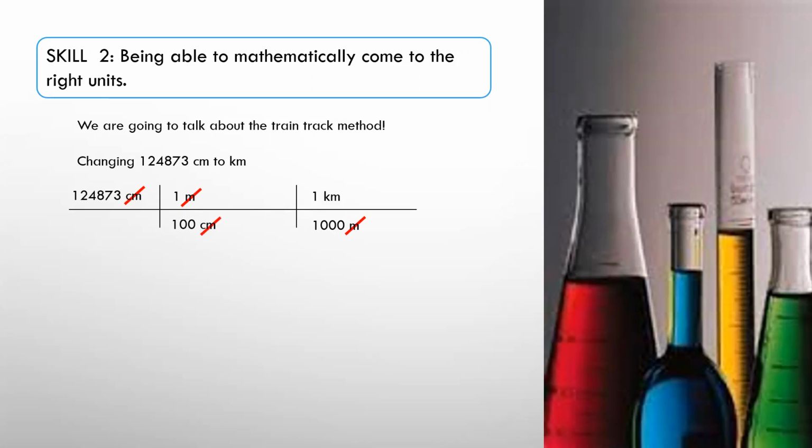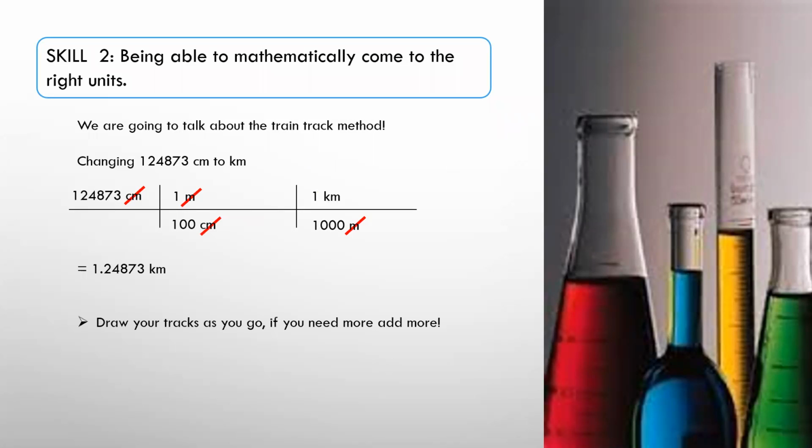You want to make sure that you are left with the unit that you want. So here we are looking for kilometers. So the end unit that we have is kilometers and everything else gets canceled out. You multiply everything on the top and divide everything on the bottom. So that is 124,873 divided by 100 and then again divided by 1,000, which would give you 1.24 kilometers.